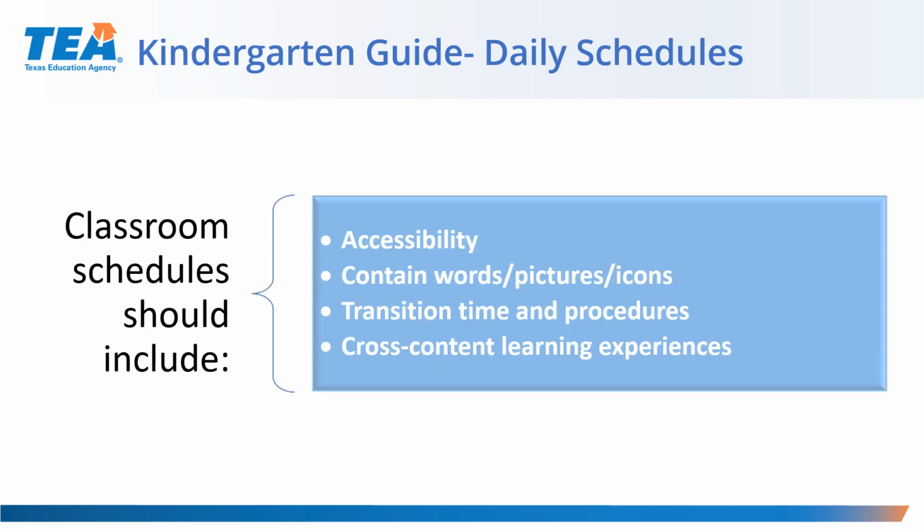Let's move on to the daily schedules. Here are some recommendations. A daily schedule should be displayed at the child's eye level and contain words and pictures or icons for identification. The daily schedule should be referenced throughout the school day and consistently followed, although adaptations should be made based on student or school needs.